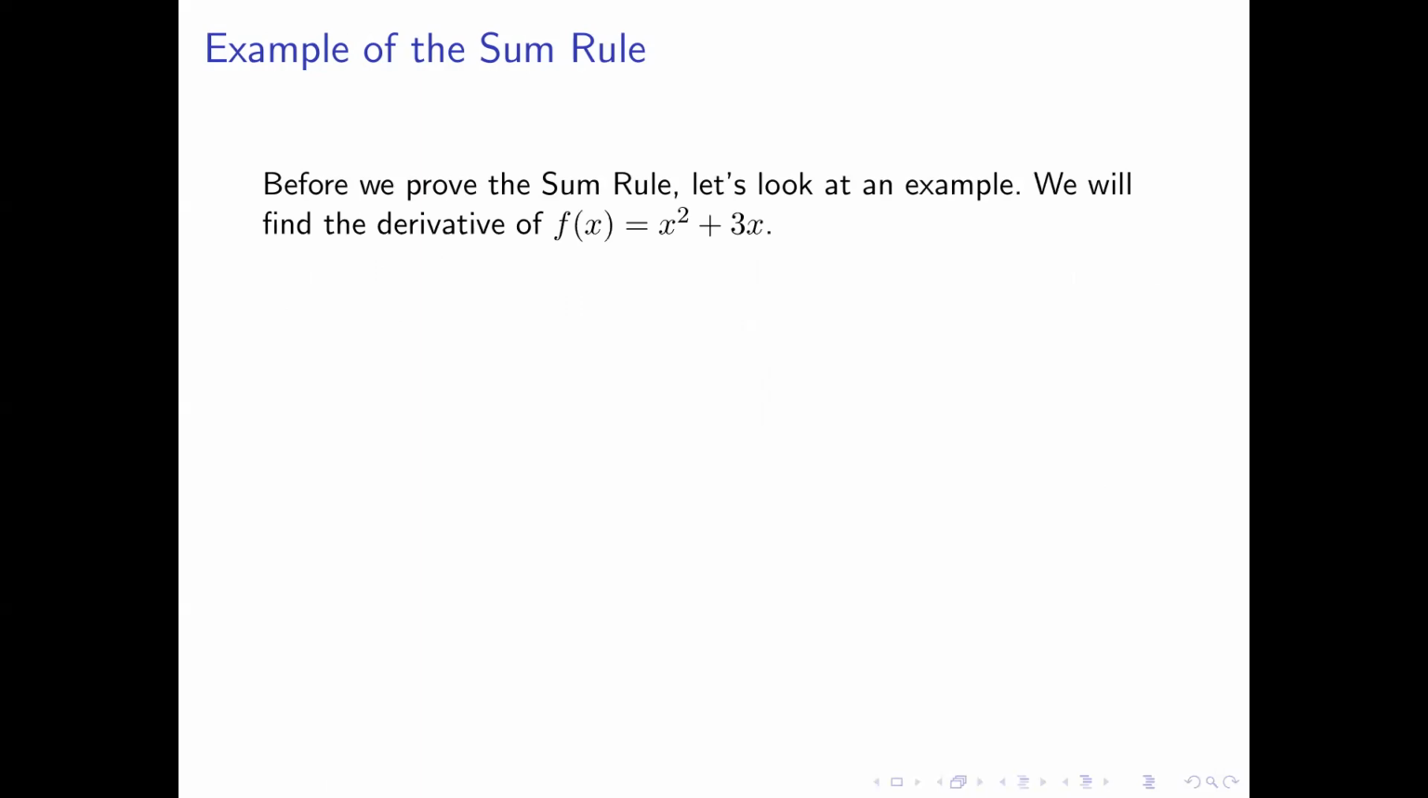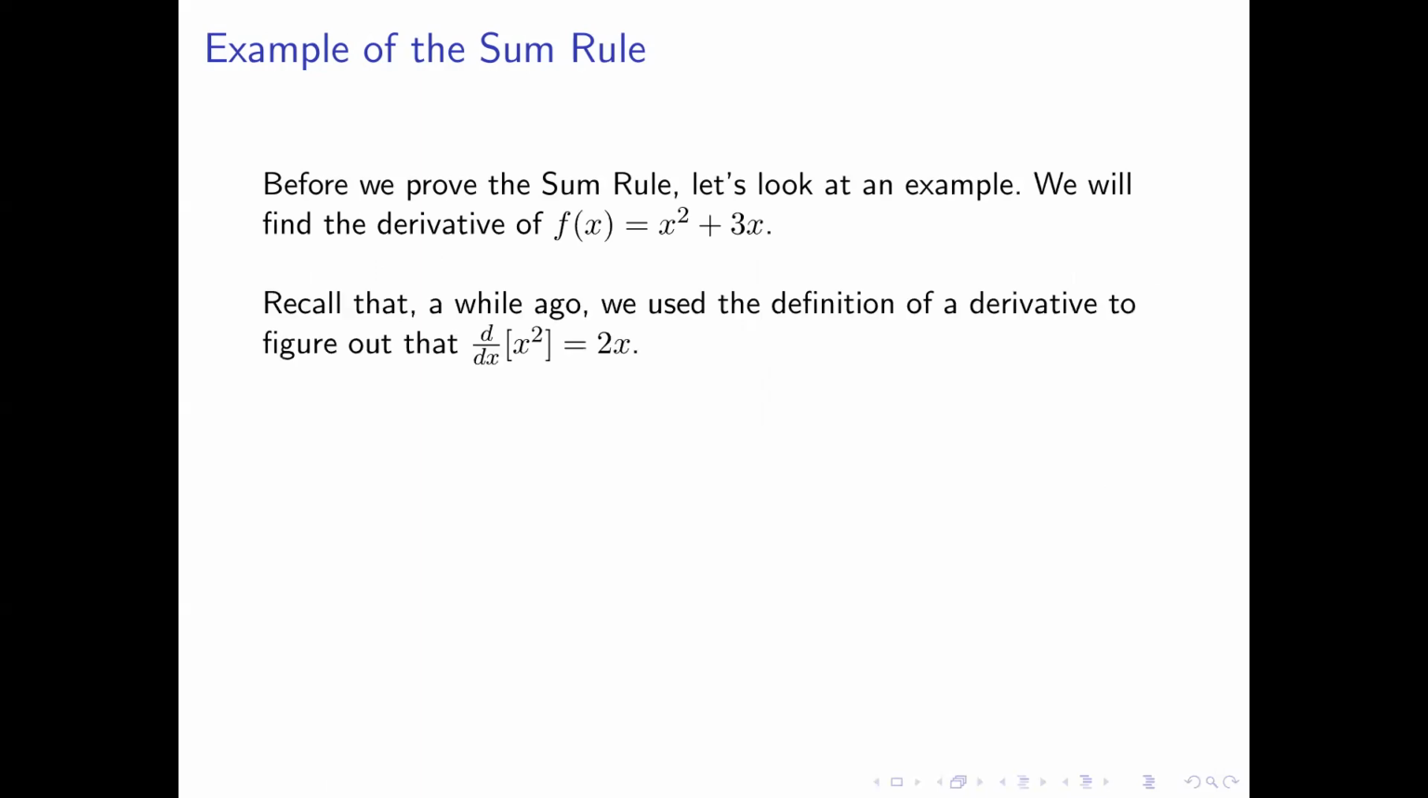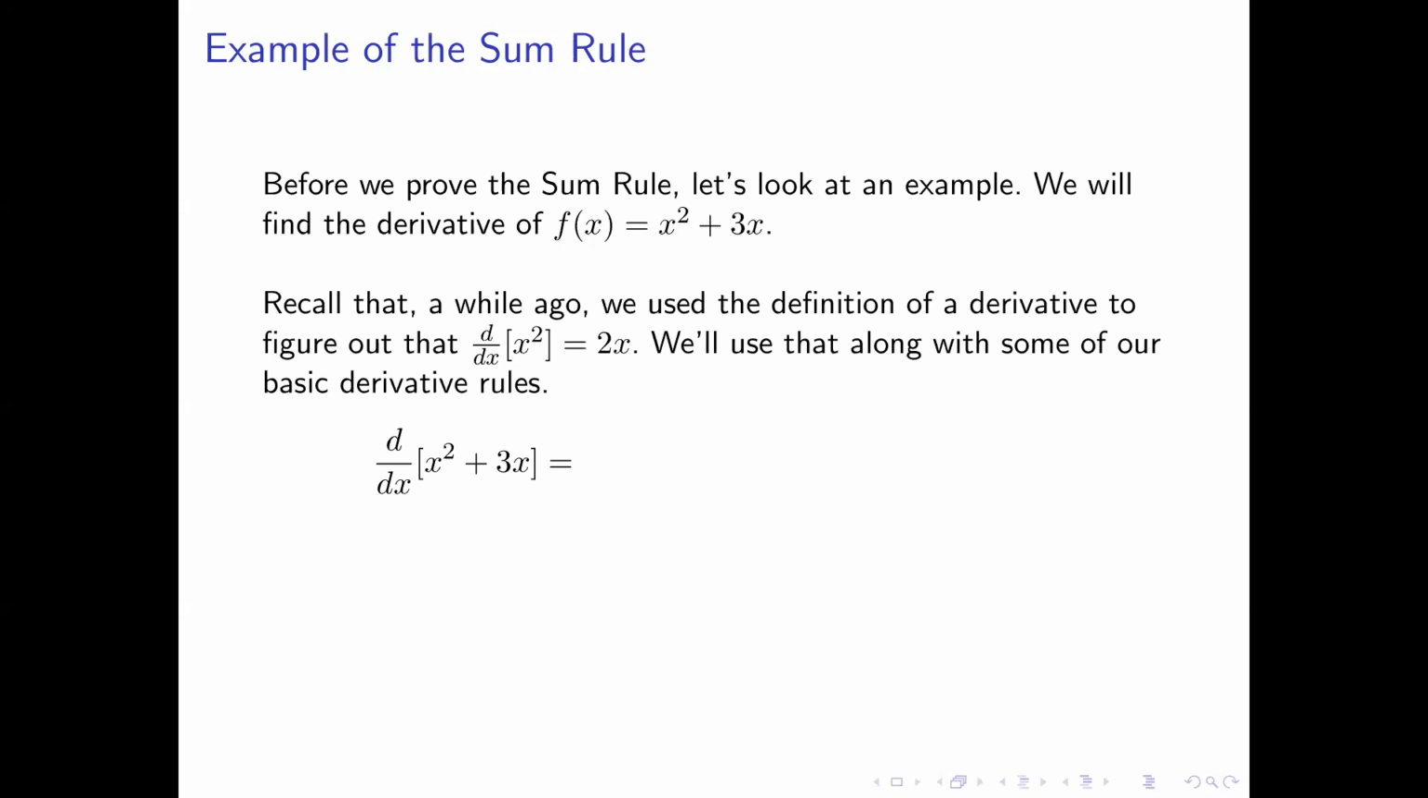Let's take a look at an example of the sum rule in use, and then we'll look at a proof of it. We're going to find the derivative of this function here, x squared plus 3x. To do this, we'll need to recall something that we came up with earlier using the definition of a derivative. We saw a while ago that the derivative of x squared is 2x. So let's take that for granted. With that, and some of our derivative rules that we've introduced, we can find f prime of x here. So we're trying to find the derivative of x squared plus 3x. And the sum rule tells us that we can break that apart into a sum of two separate derivatives, the derivative of x squared and the derivative of 3x.